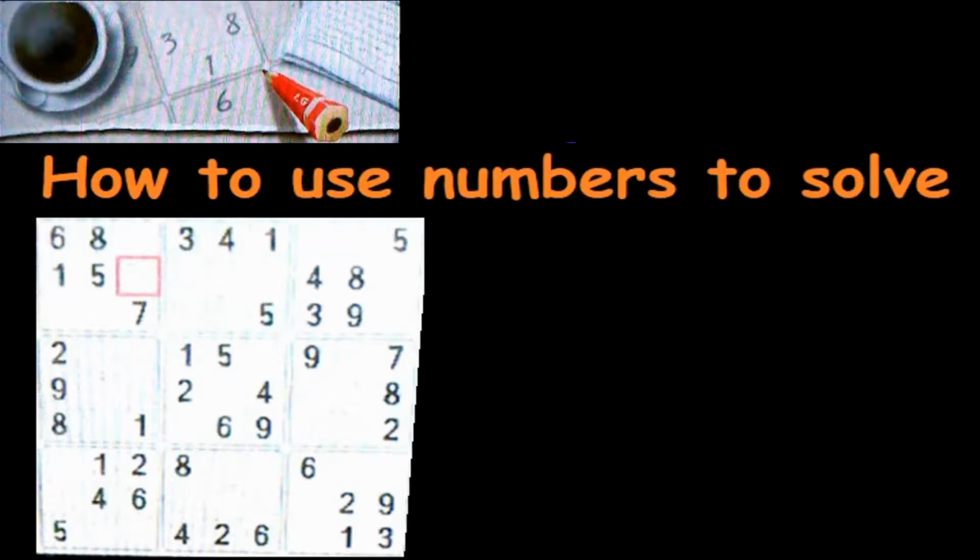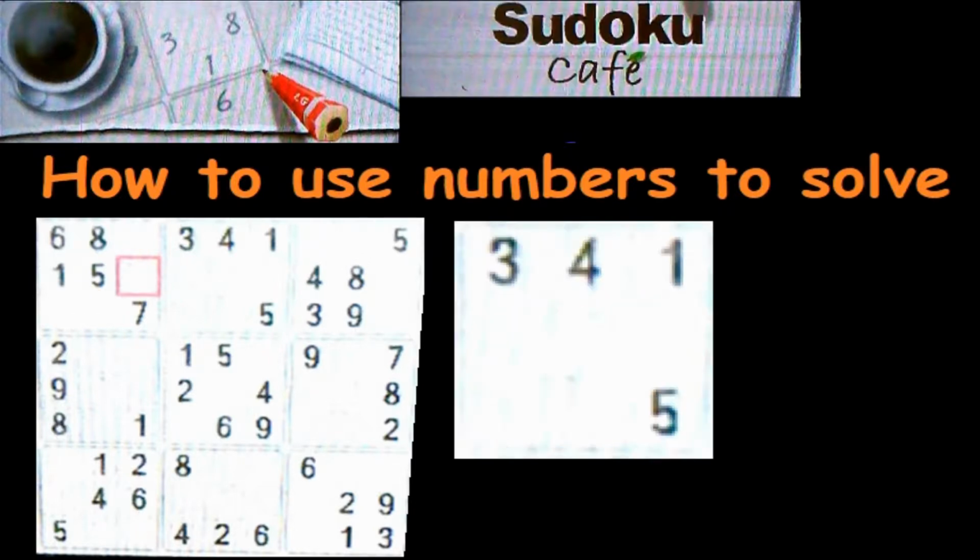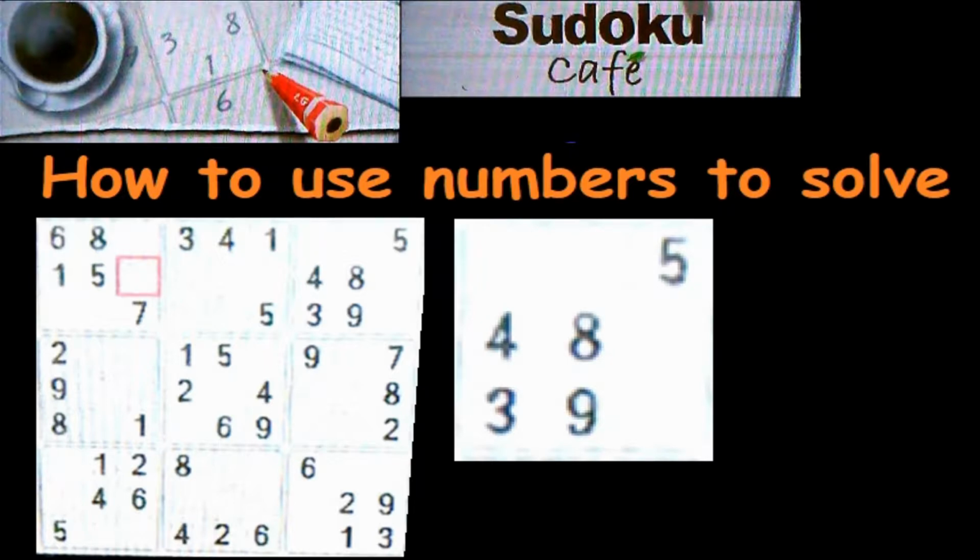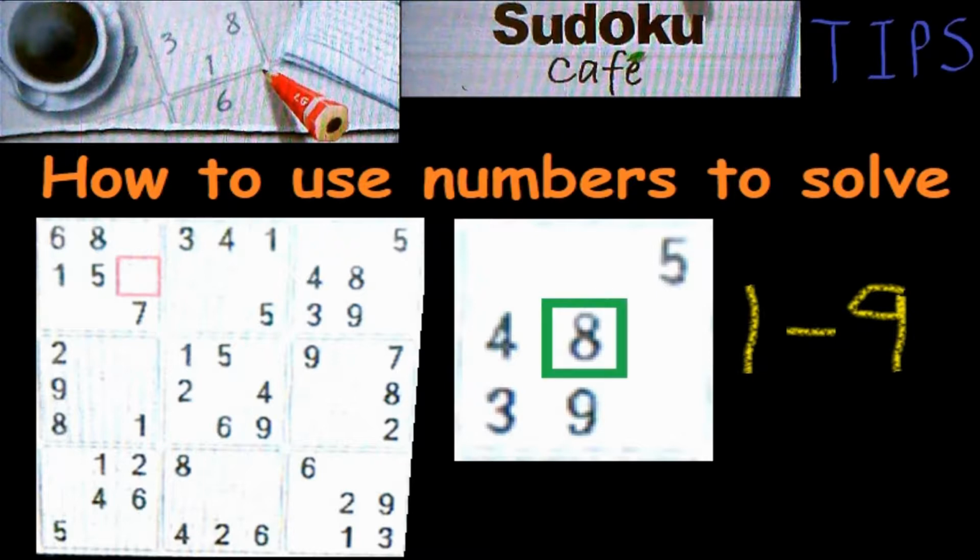The easiest way that I found to solve this when you start out is to try to use numbers to solve. What we mean by that is if you look at each one of these boxes, you'll notice that there are a total of 9 numbers, 1 through 9. So we're going to look at this example. We're going to look at the number 8 right here.